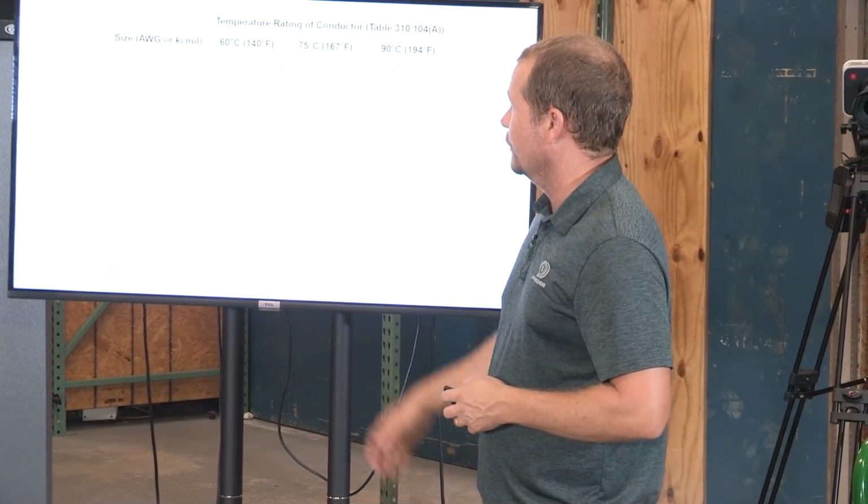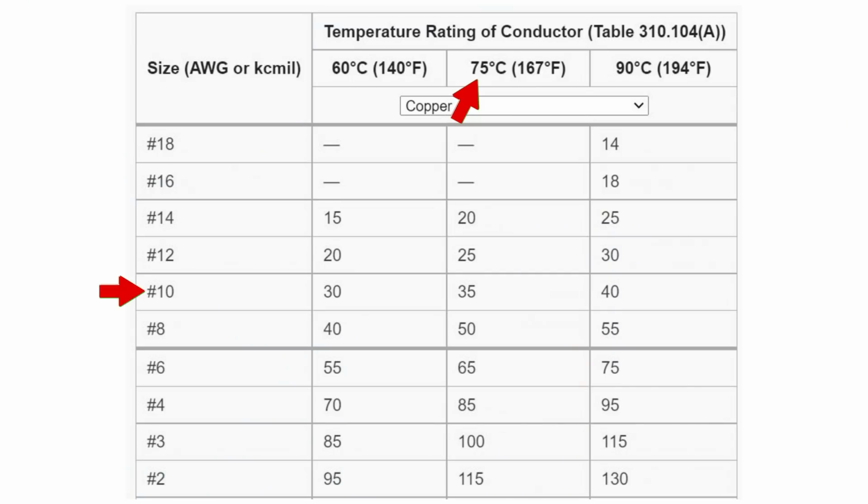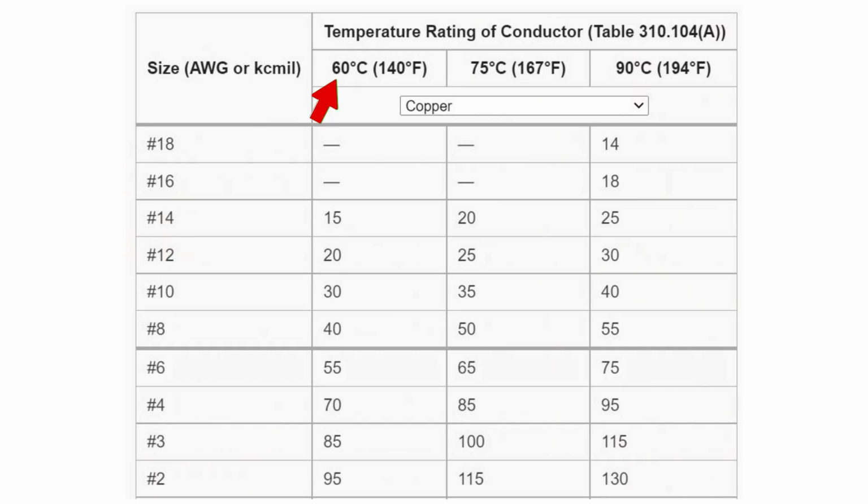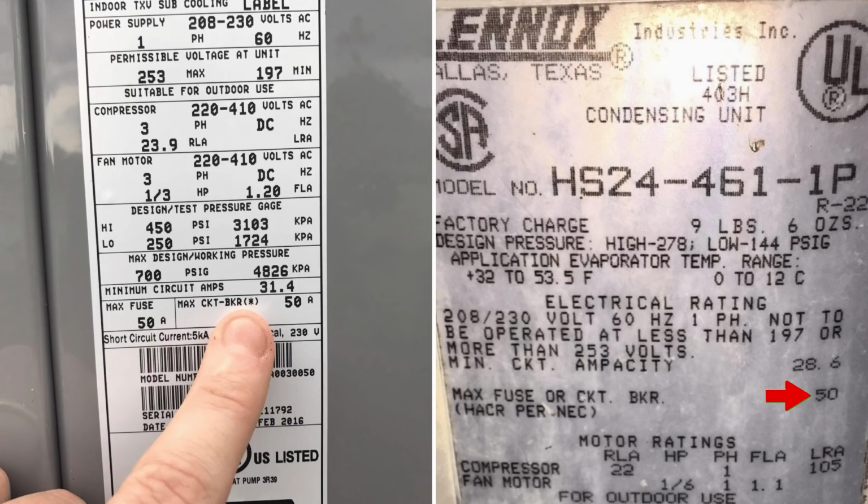Now, if we have a 75-degree conductor, then we could use number 10 wire if the entire assembly is rated at 75 degrees. Let's look at this Lennox over here. I like Lennox's. This is an old Lennox data tag, they say it better. Minimum circuit ampacity. The minimum amperage capacity of the circuit, 28.6. What size wire can we run to that if it's got Romex running to it? Number 10, right? What size breaker do we put on it? 50 amp breaker.